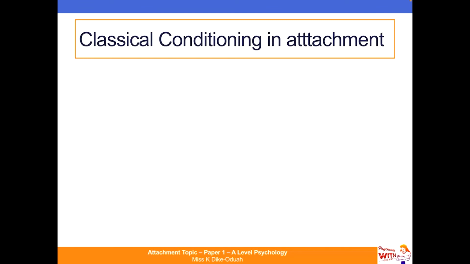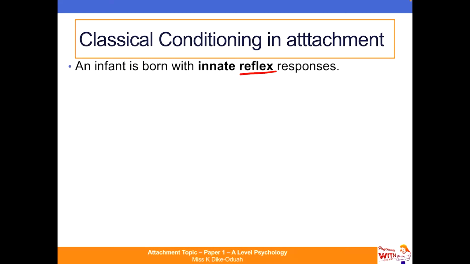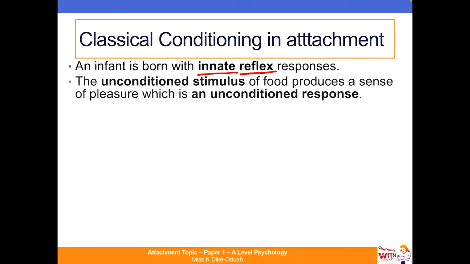In the same way, classical conditioning in attachment follows a very similar format. And before we look at a visual diagram for that, I just want to quickly outline the process using bullet points. So an infant is born with innate reflex responses, meaning that these are unlearned responses and they are born with it, so it's innate. The unconditioned stimulus, food, produces a sense of pleasure, which is an unconditioned response. And that pleasure in a baby can be them smiling, them drooling, and we know that babies love to drool.